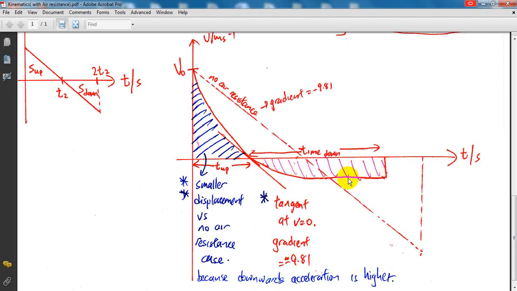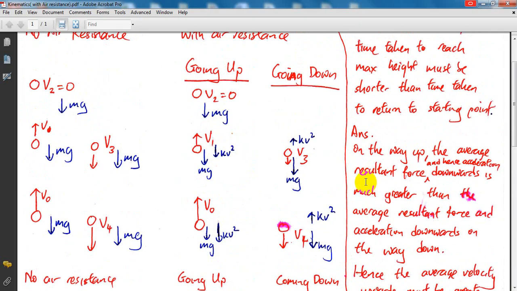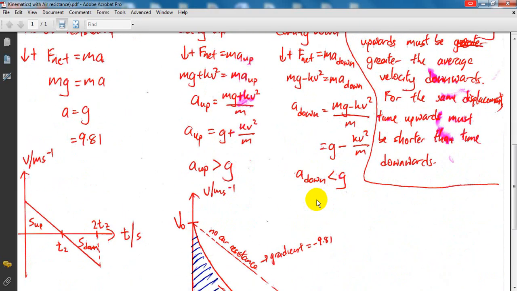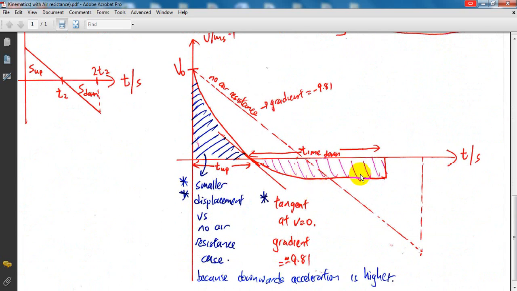Whether or not I hit terminal velocity depends on many factors. Alright, but in the case that I approach a straight line over here, it means I have hit terminal velocity, where terminal velocity is the case where kv squared equals mg, and there is no net force, hence the acceleration is 0 and my velocity does not change.